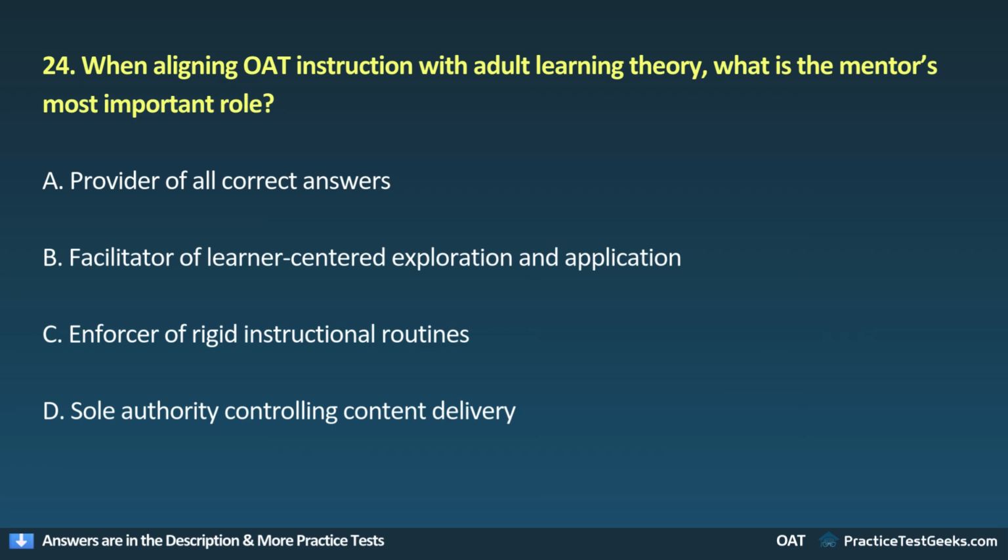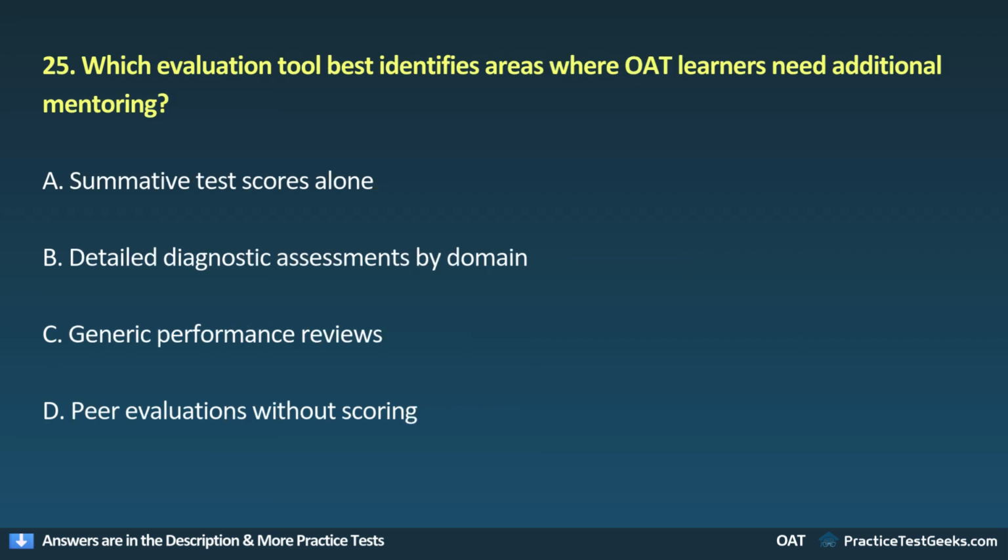24. When aligning OAT instruction with adult learning theory, what is the mentor's most important role? A. Provider of all correct answers. B. Facilitator of learner-centered exploration and application. C. Enforcer of rigid instructional routines. D. Sole authority controlling content delivery.